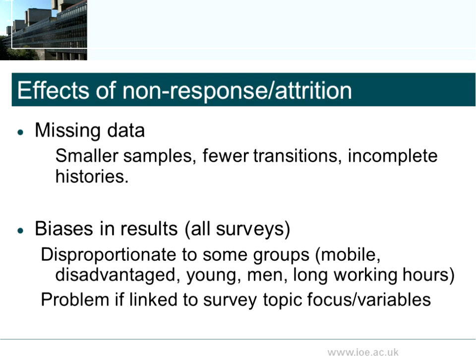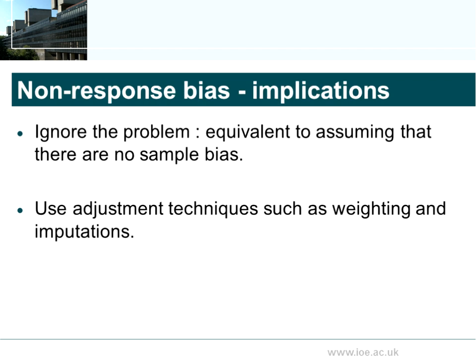And we might have bias in the results because of the bias in sample composition, because we are losing a particular type of respondents, such as families who are more mobile, tend to change homes, those who are disadvantaged, those who belong to ethnic minority groups, respondents who are younger, men, those who have long working hours, and so on. And this would lead, of course, to problems with sample composition and possibly bias in the substantive analysis that relies on this data.